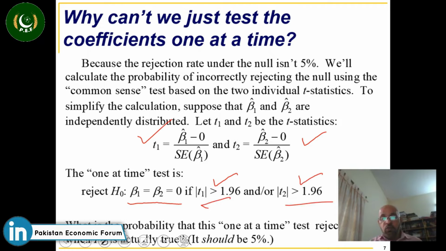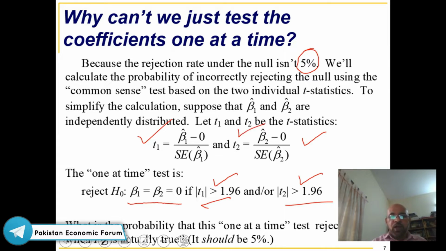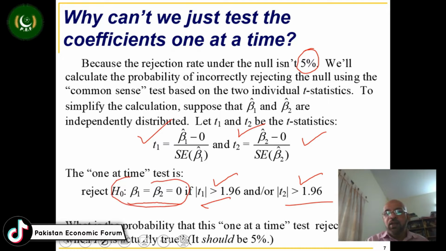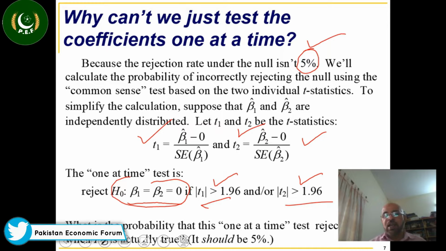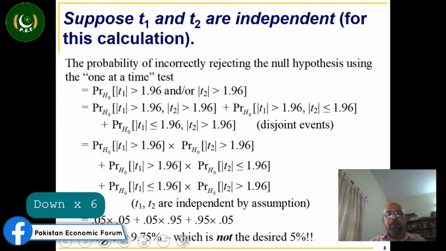So what happens basically? We have level of significance alpha equal to 5%. When you apply this t test individually and try to reject this hypothesis, basically you have in mind a level of significance of 5%, but this level of significance actually has become 9.75%. We will see in a while.